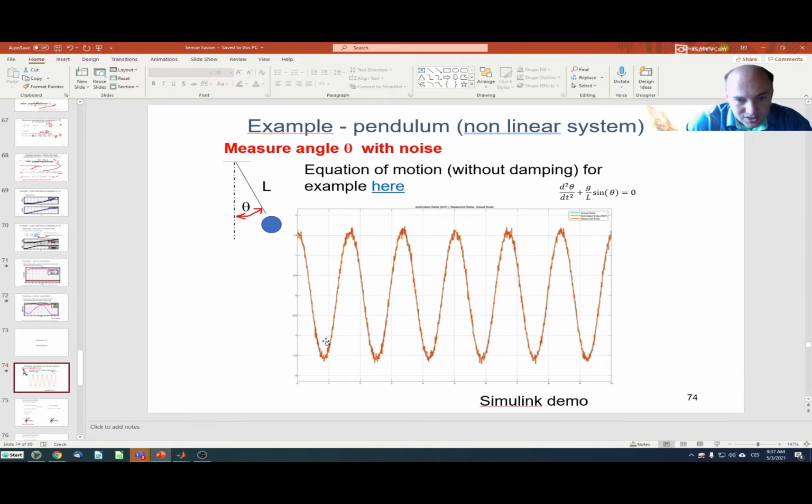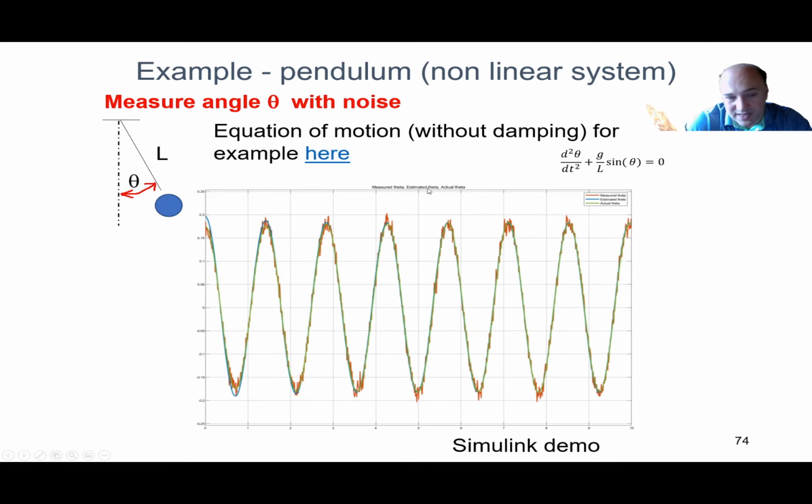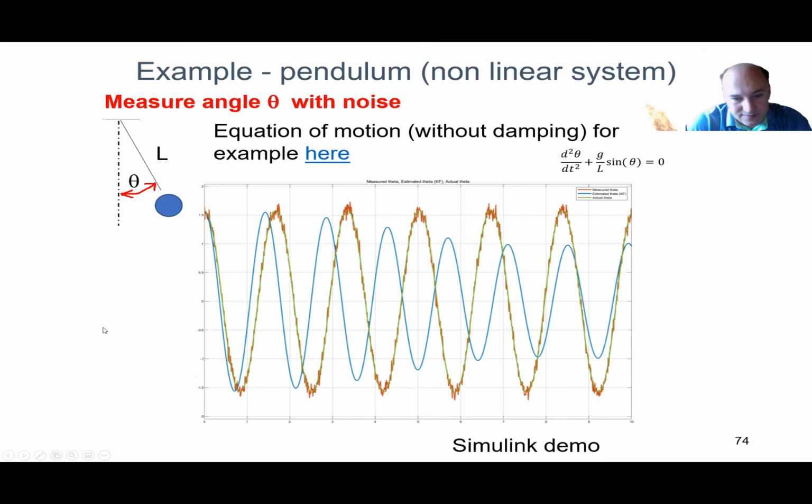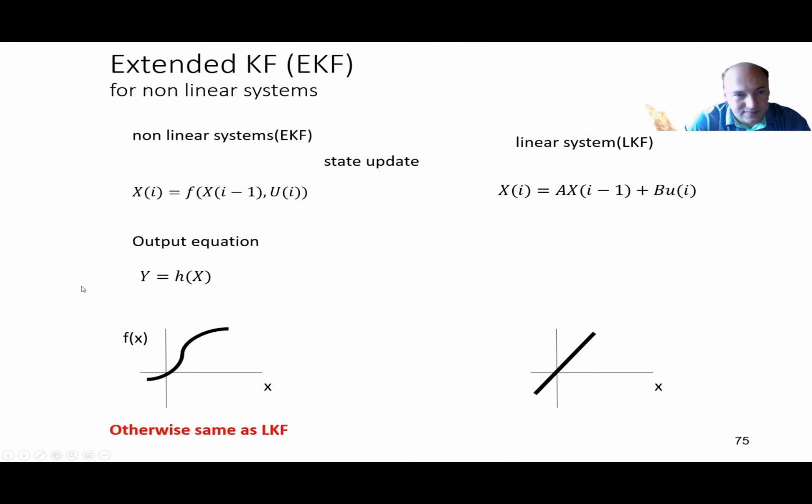So what can we do about it? What can we use mathematically to improve this estimation? What we can do is make a so-called extended Kalman filter. And the extended Kalman filter is modifying the way we are doing the calculation in the estimation.